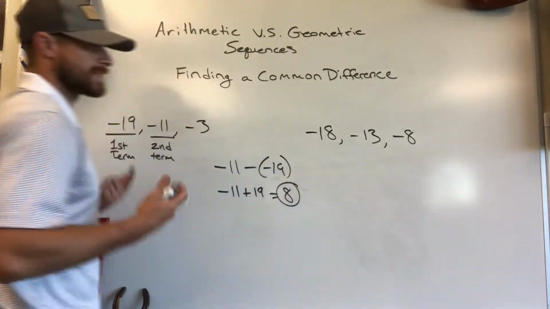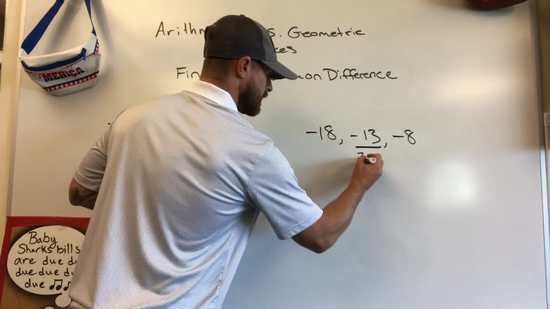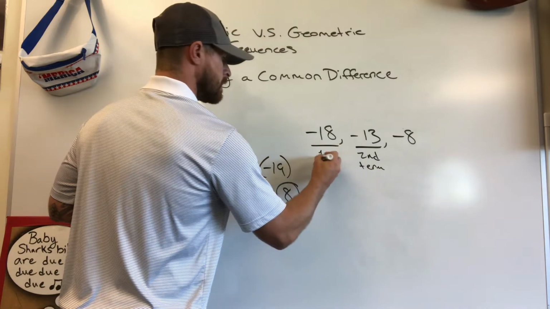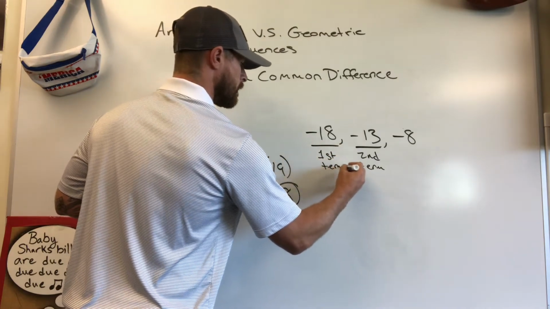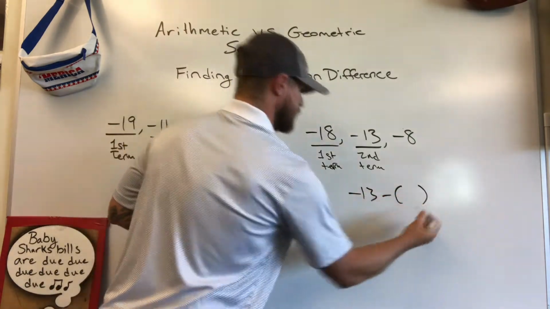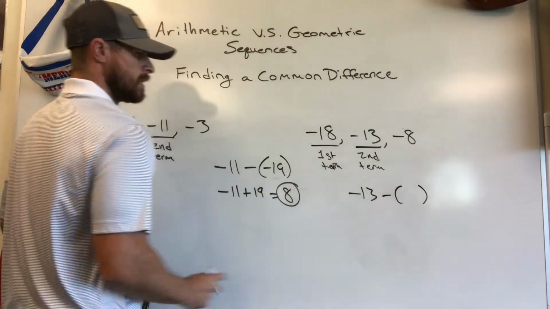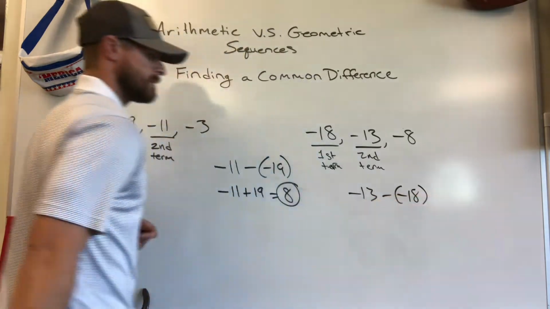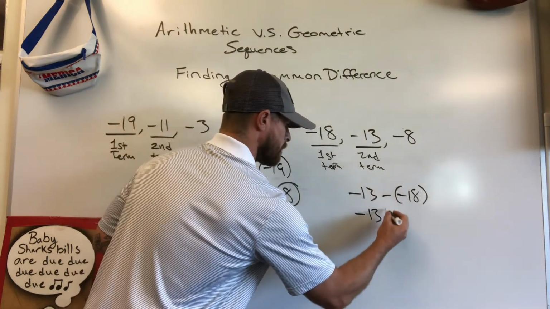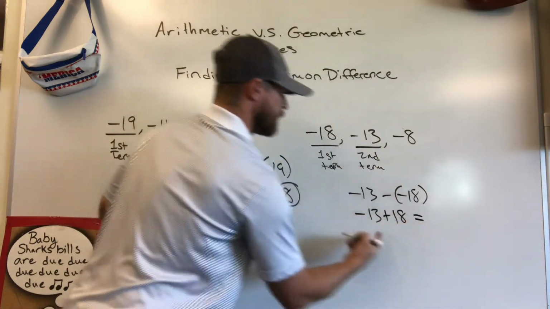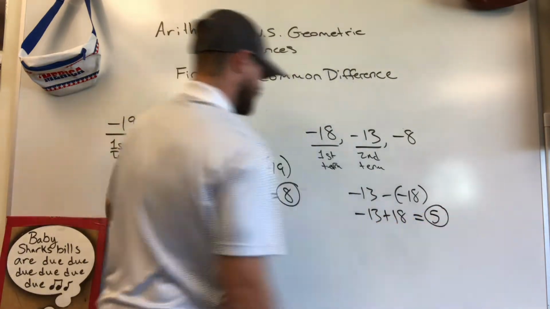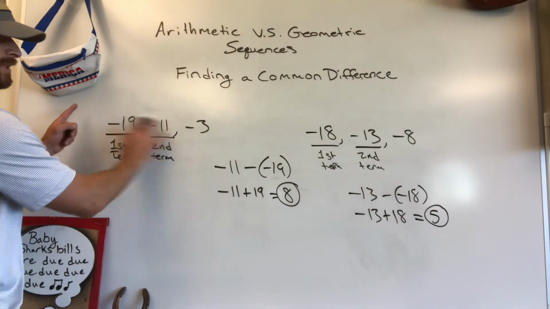Same idea over here. Step 1, take that second term, subtract the first term. So we got negative 13 minus, in parentheses because it's a negative value, negative 18. Negative 13 minus a negative, what we're really doing is adding there. And what we're going to get when we take negative 13 plus 18 is 5. So we have a common difference in this sequence of 8.